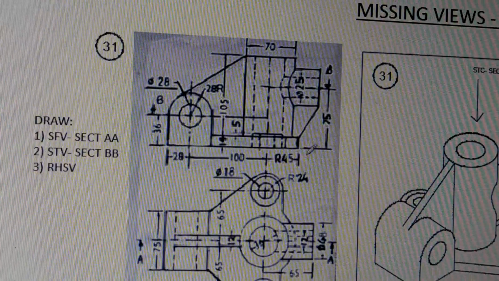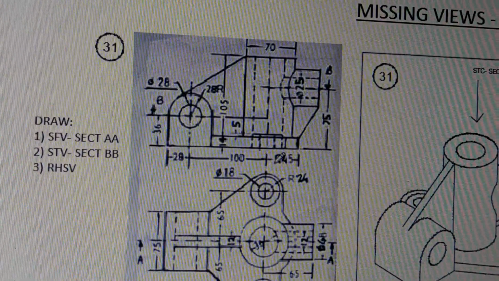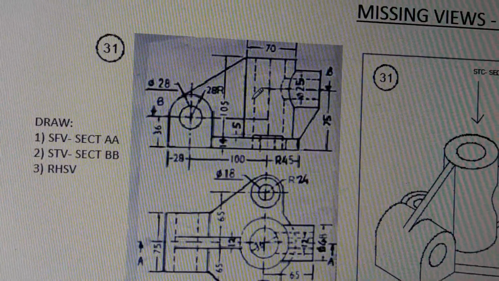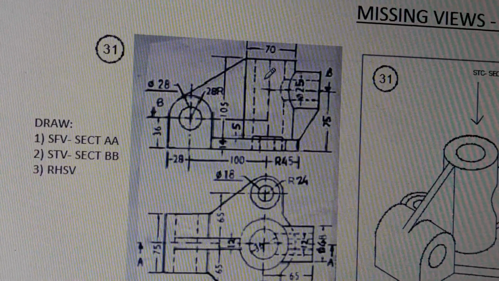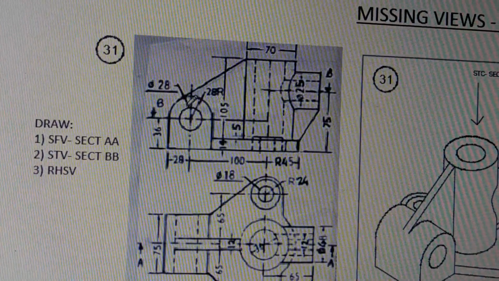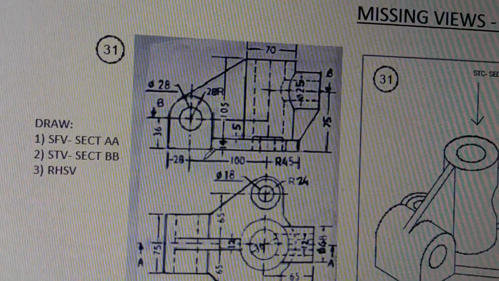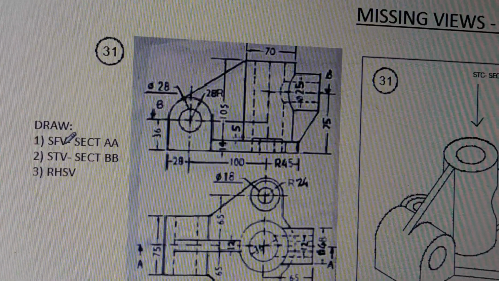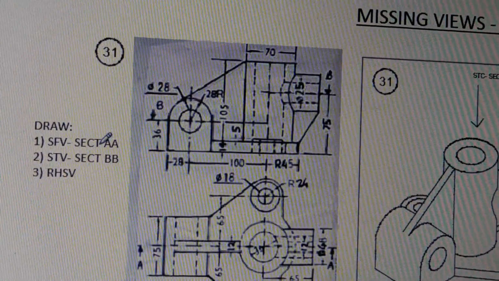So with this, if you can just imagine how these parts are made, or how the portion of the part, this part that is shown, which shape is how it is shown, that you can imagine. There is a rib over here. So after you do all this, once you imagine, then it becomes easy. And now they are asking us to draw sectional front view section AA.